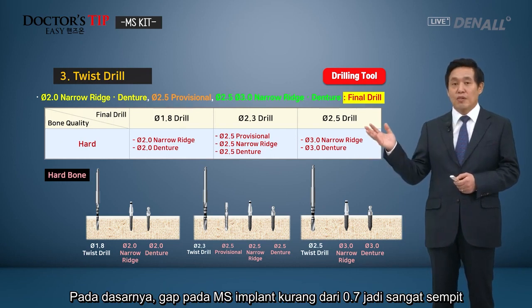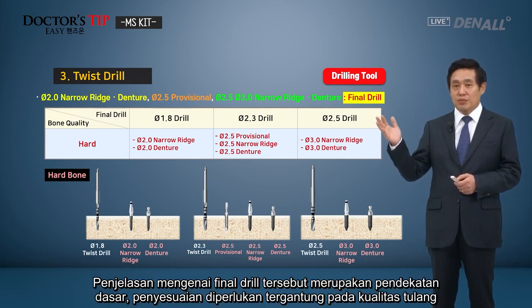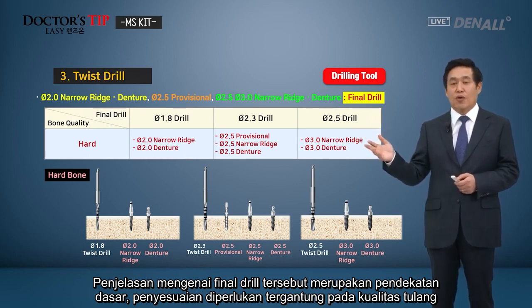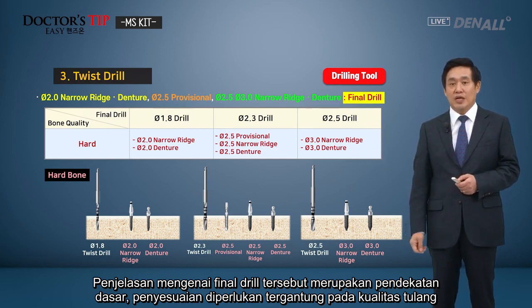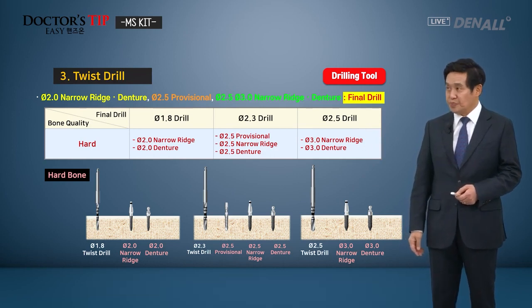So basically, in case of the MS fixture, the gap is less than 0.7, so a bit narrow. So if you push a 2.5 implant, 1.8, and for a 3.5 implant, the final drill could be 2.3. That will be the basic approach. And depending on the bone quality, you can make the necessary adjustments.